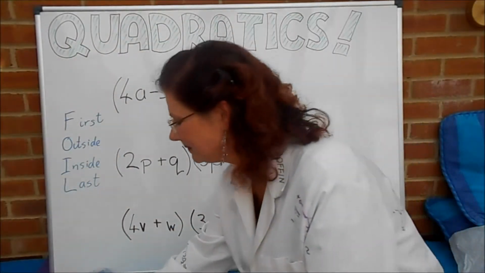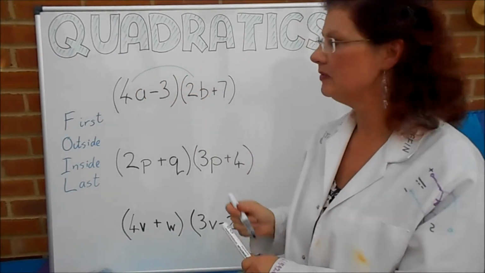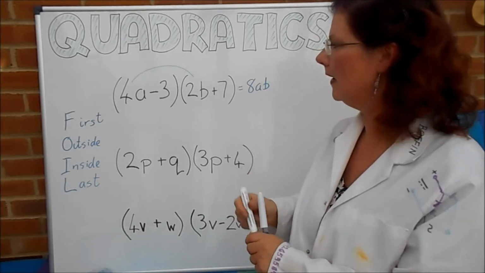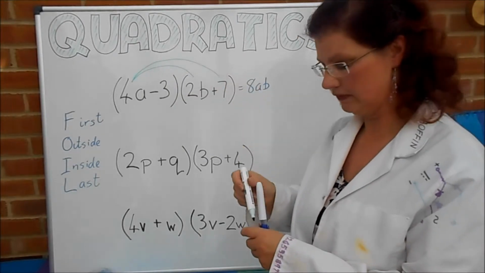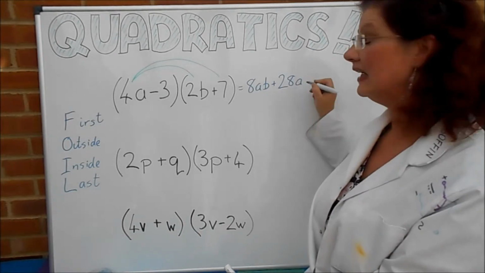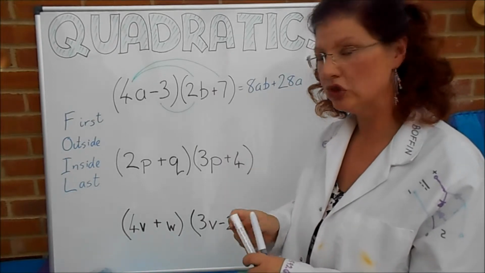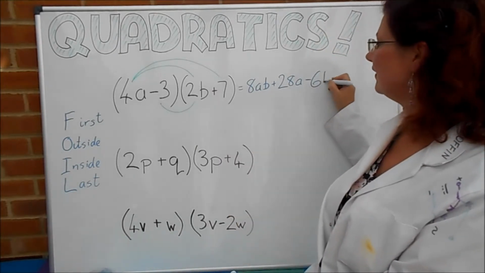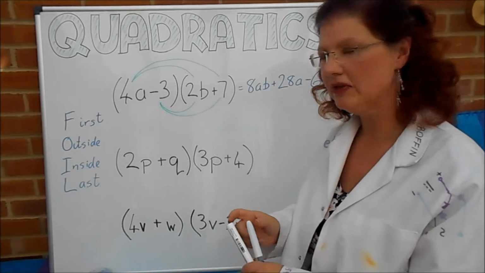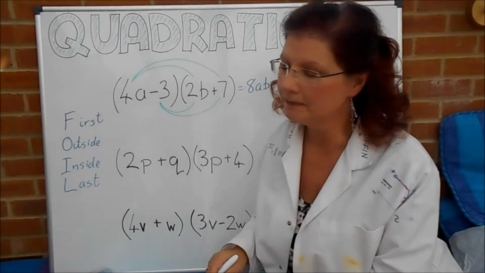Okay, here we go. Green pen. 4a times 2b, 8ab. Okay, simple enough so far. 4a times 7, hope you know your 7 times table, plus 28a. Next one, negative 3 times 2b, negative 6b. And the last one, negative 3 times 7, negative 21. And that doesn't simplify, that's just the answer.